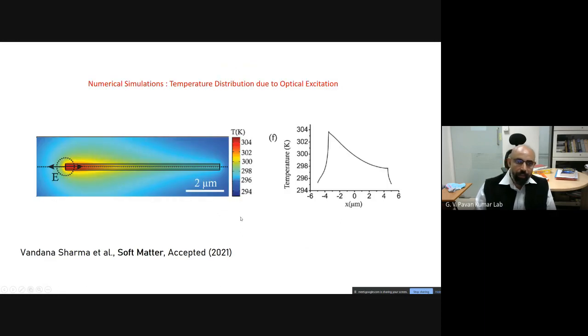Now, we further looked at the reason why this kind of trapping motion happens. One of the significant reasons is that there is a very nice temperature distribution due to the optical excitation. This is a three-dimensional numerical simulation of optothermal excitation of the plasmonic wire. At the location of interest, there is an excitation by a laser beam at 532 nanometer, and there is a very nice gradient of temperature along this particular wire.